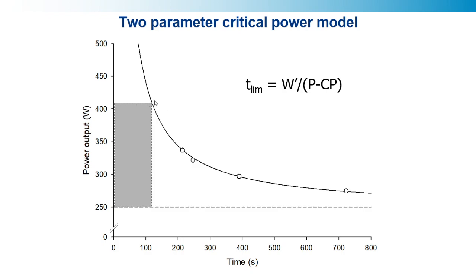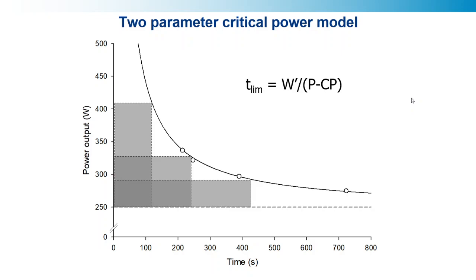So here we have somebody pedaling just over 400 watts, completing it in about 2 minutes, then pedaling at about 330 watts, completing that in just over 230 seconds, and then about 280 watts and 290 watts, completing that in over 400 seconds. But the area of each of these rectangles is identical and is representing the W prime, and then the critical power is the asymptote of that line, in this particular case 250 watts.